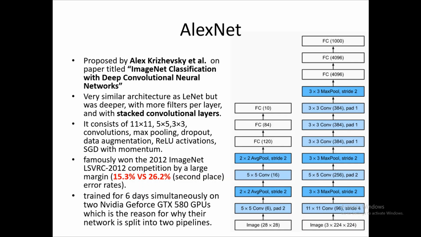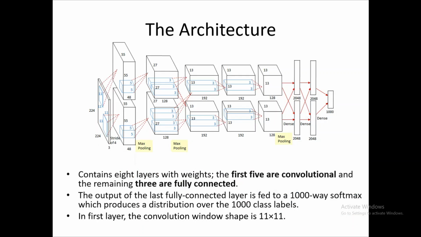We can see the main reason why the network is split into two pipelines is that it was trained with two GTX 580 GPUs. We can see here the architecture, with two pipelines, one for each GPU, and it contains 8 layers with weights. The first 5 are convolutional and the remaining 3 are fully connected.